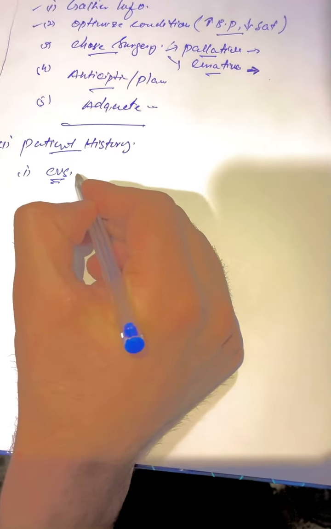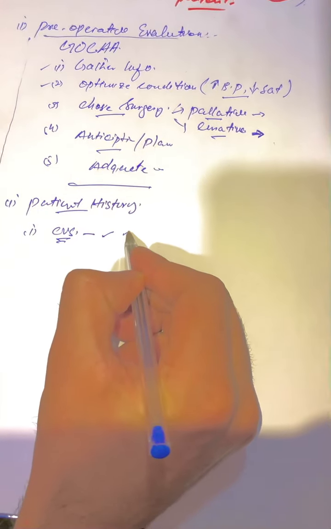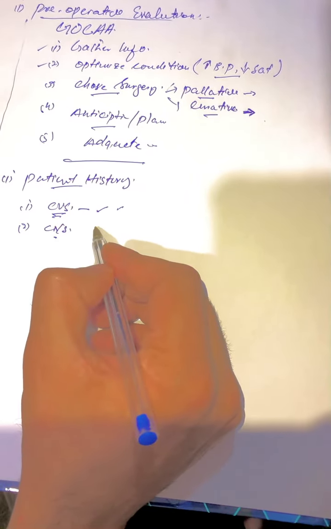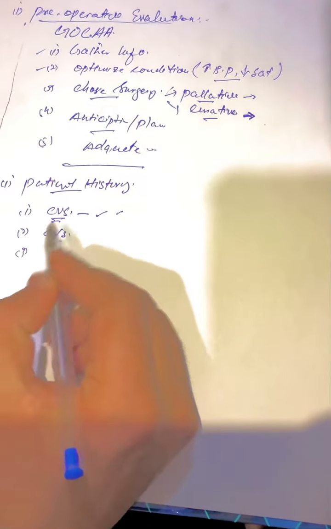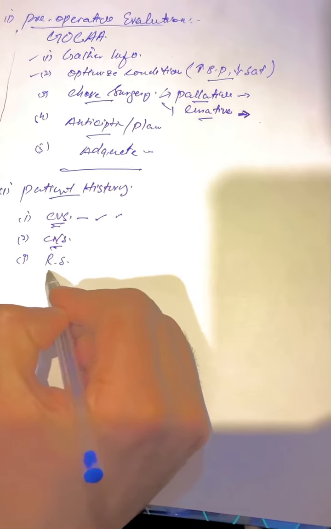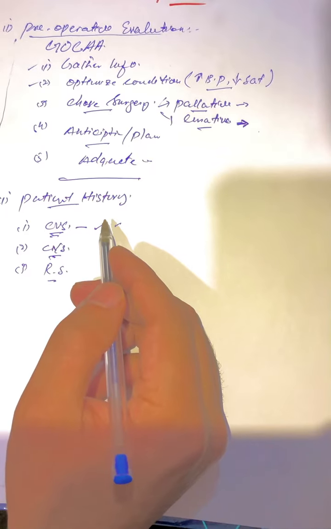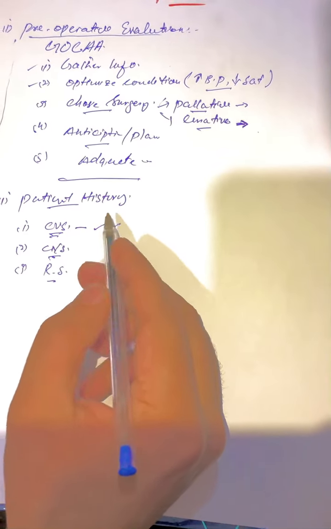wise. Like in the first one, we will have to ask about the cardiovascular system history, that is, any history of hypertension, any history of arrhythmias, any history of previous heart attacks. The second one is we will go through the central nervous system. Is there any attack of epilepsy or any stroke attacks, we will have to ask in the CNS. And the third one, we will go through the respiratory system. In the respiratory system, we will ask about any previous asthma, COPD, any type of chest infection, etc.